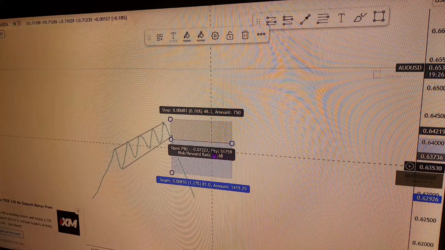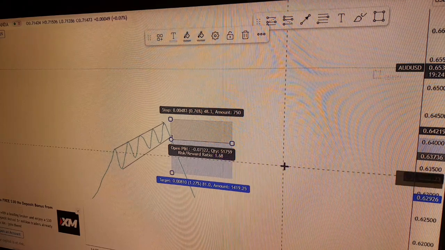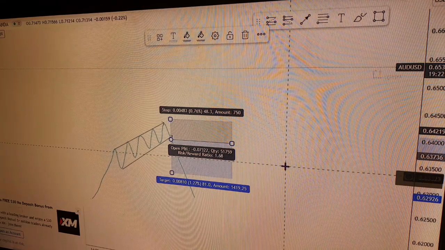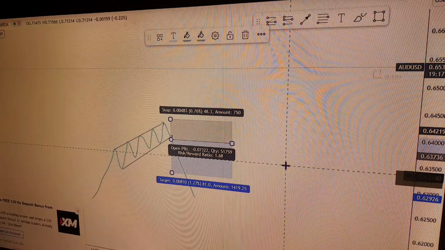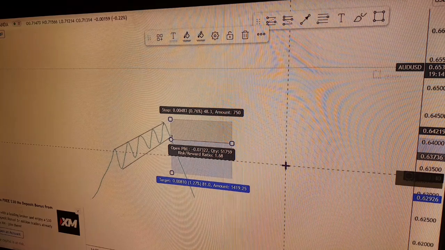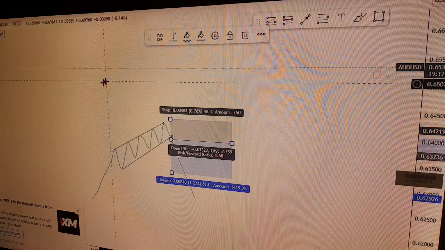So I want us to go straight to the market and show you how to trade this. Remember, the bigger the ascending channel, the more risk to reward you have. The smaller it is, the less risk to reward you're going to have. Let's go to the actual market to show you.